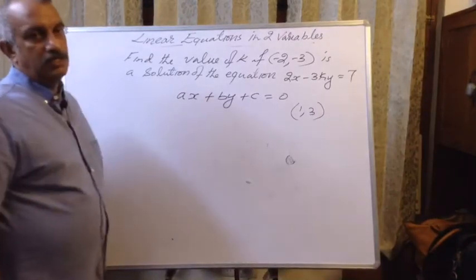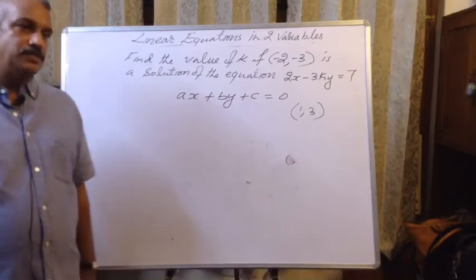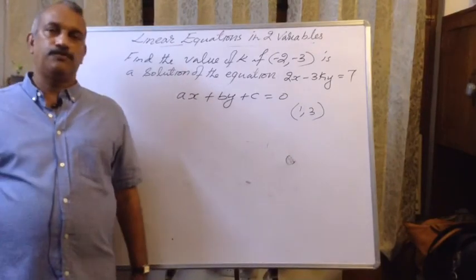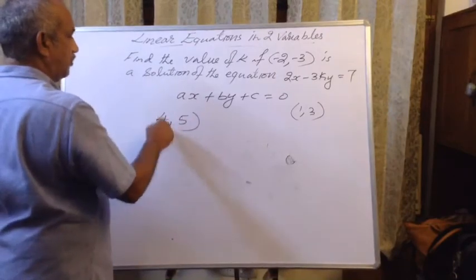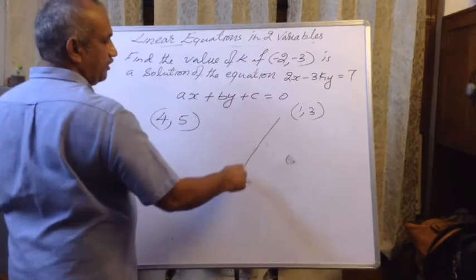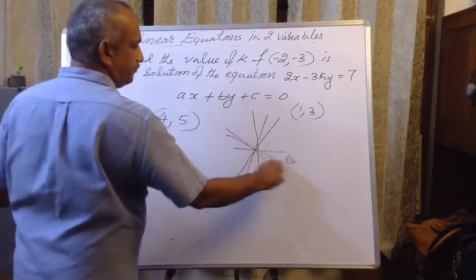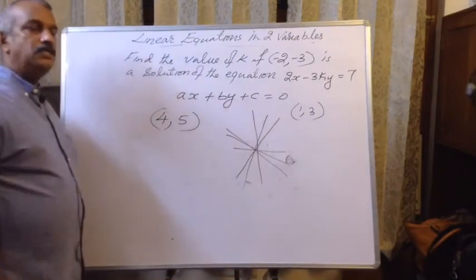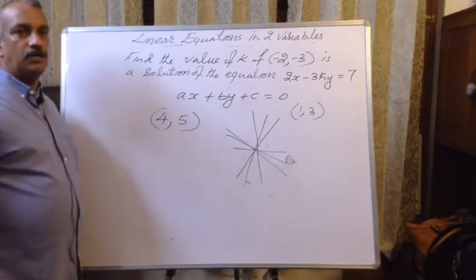Then next one, last two questions. Now suppose write an equation which is passing through the point 4, 5. Now see, I am marking a point. How many lines can pass through it? Infinite lines can pass through. So how many answers does it have? Infinite answers it has. So you are asked to write 1 or 2.